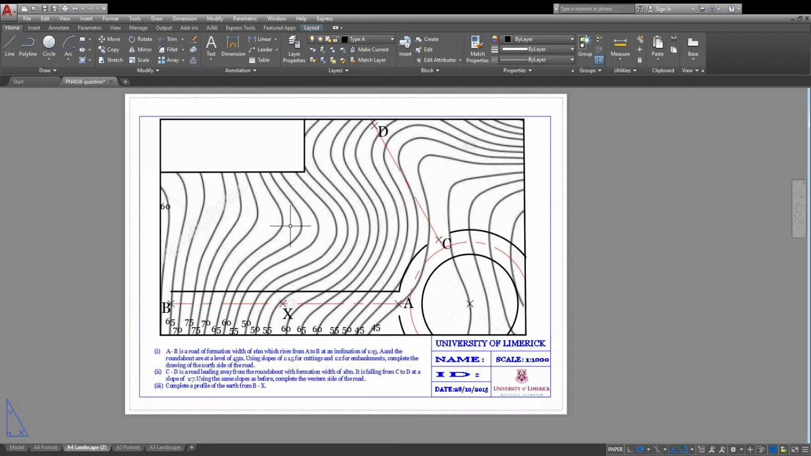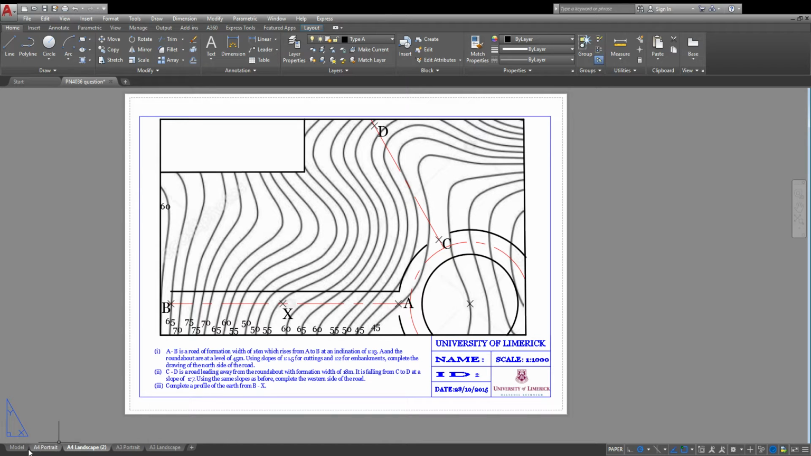We are more interested in the north side. So it's sloping at 1:13. What does that mean? It means for every 13 meters we travel along A to B, the road rises 1 meter.